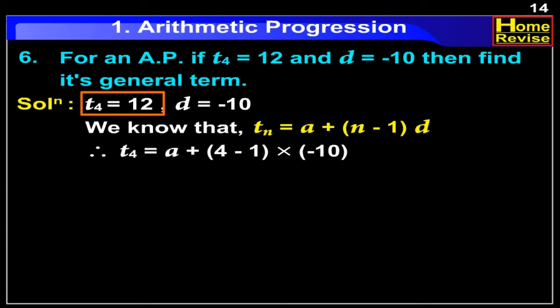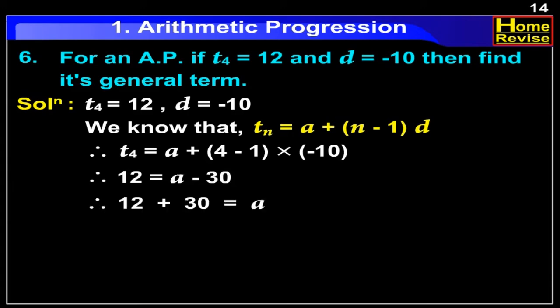As T4 is 12, therefore 12 is equal to A minus 30. Therefore 12 plus 30 is equal to A. Therefore A is equal to 42.